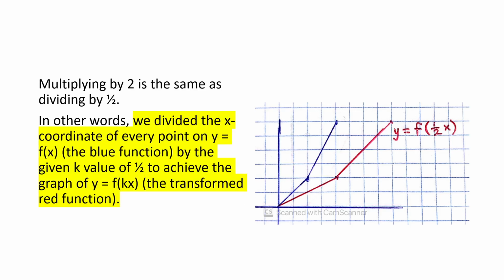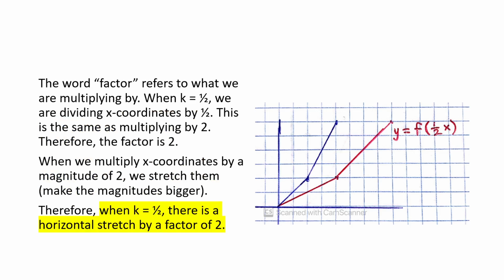Multiplying by 2 is the same as dividing by a half. In other words, we divided the x coordinate of every point on y equals f of x, which is the blue function, by the given k value of a half to achieve the graph of y equals f of kx, which is the transformed red function. The word factor, though, doesn't apply to what you divided by, it applies to what you multiplied by. So when k is a half, we are dividing x coordinates by a half, which means we are multiplying them by 2. Therefore, the factor is 2.